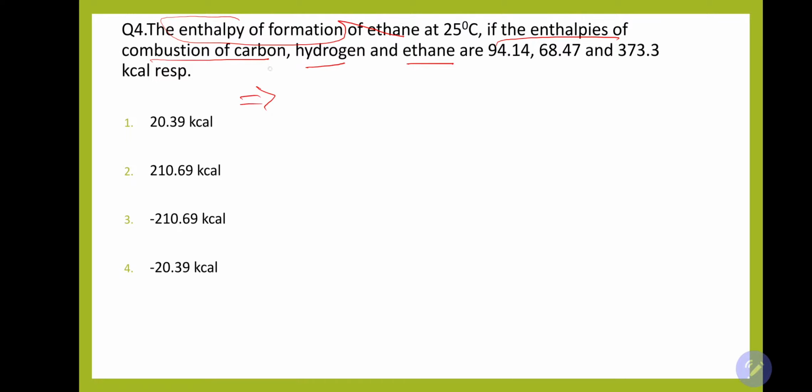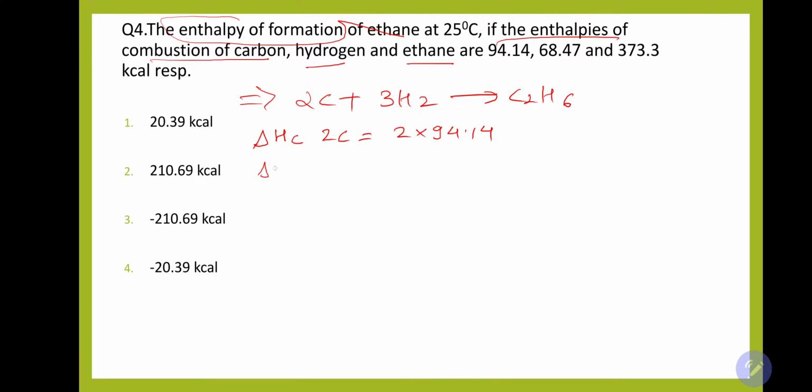First of all, write the equation of formation of ethane. So it will be what? It will be 2C plus 3H2, which gives C2H6. Okay, so this is my equation. Now here what all things are given? Here delta heat of combustion of carbon, that is 2C, will be what? It will be 2 into 94.14, right?